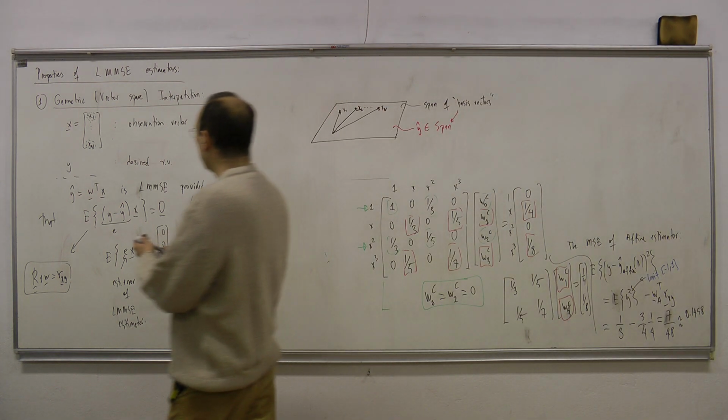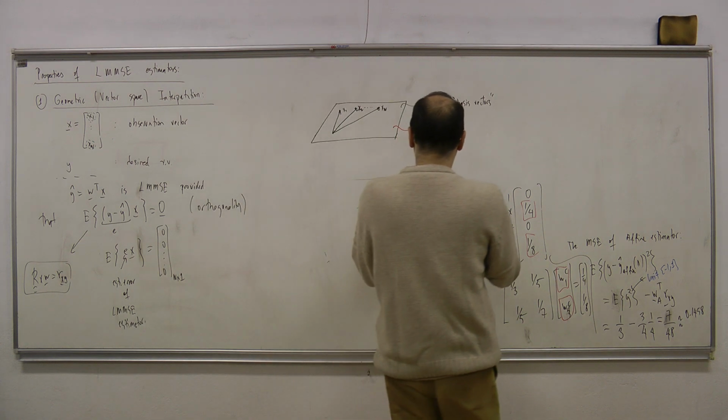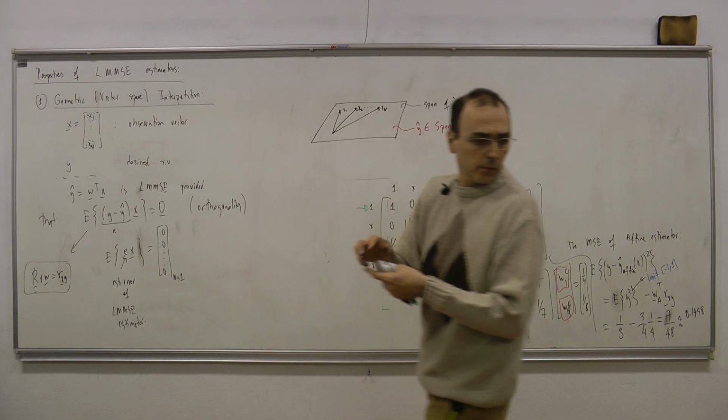Now the issue is this. There's another desired random variable. The desired random variable is, let me have this blue.